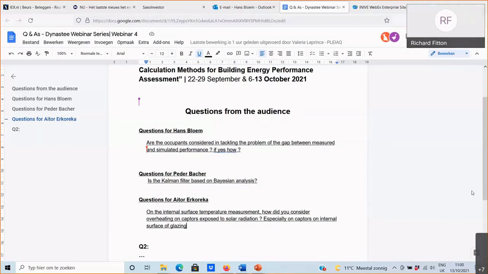Okay, thank you. I hope that the answers that we have given are an answer that you can live with. Then we go to the second question. The second question is for Peter Bacher. Is the Kalman filter based on Bayesian analysis? Peter, you can get the floor to give an answer to this question.